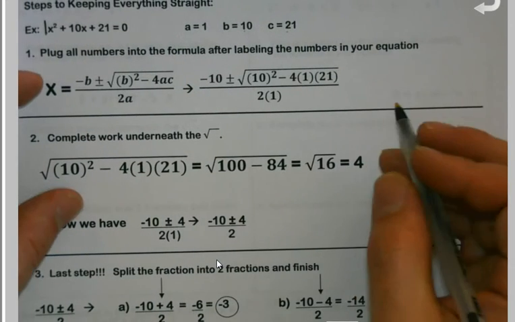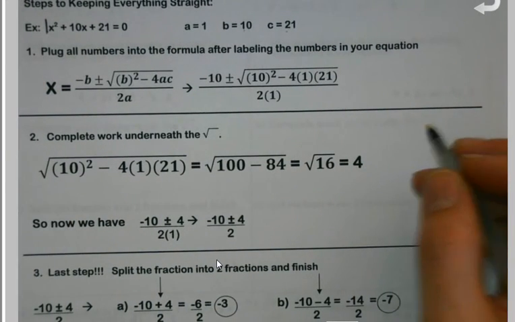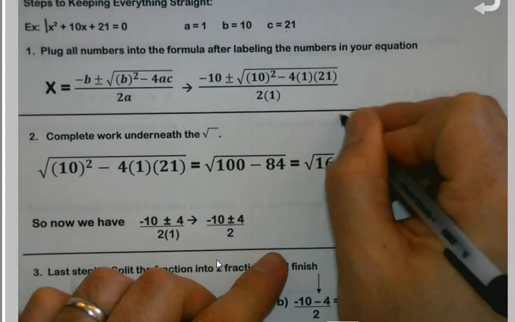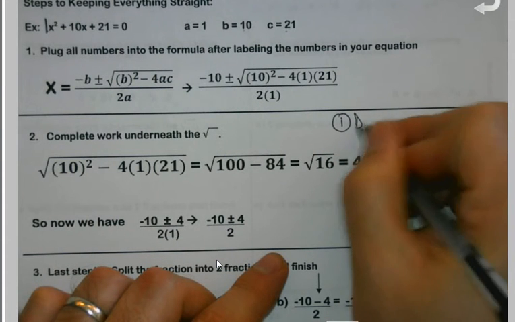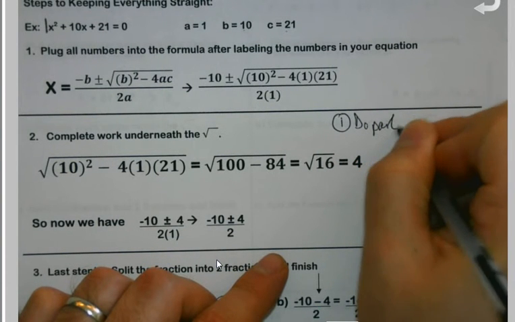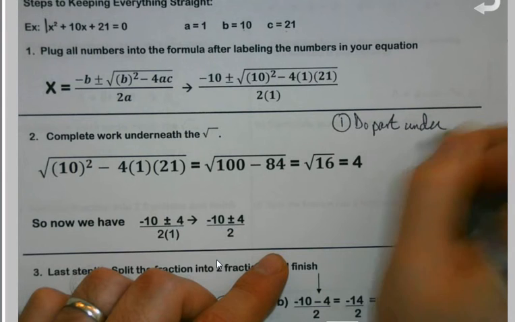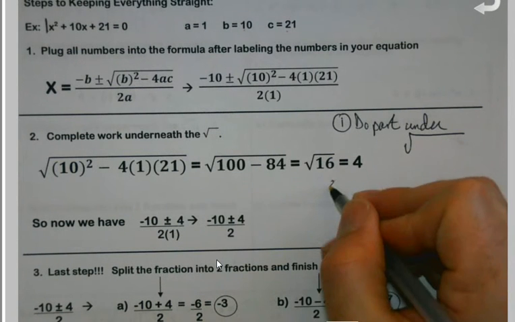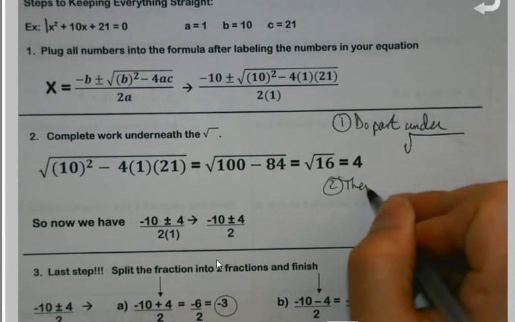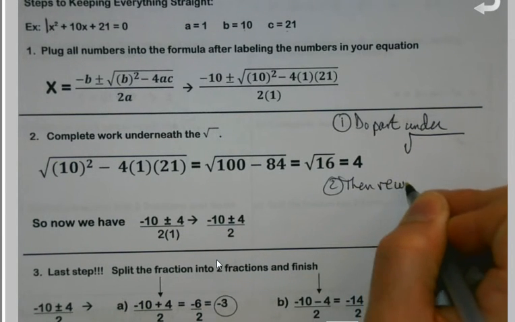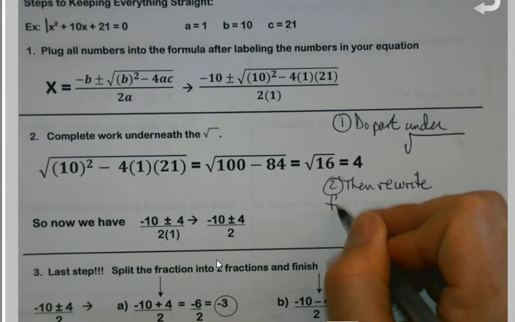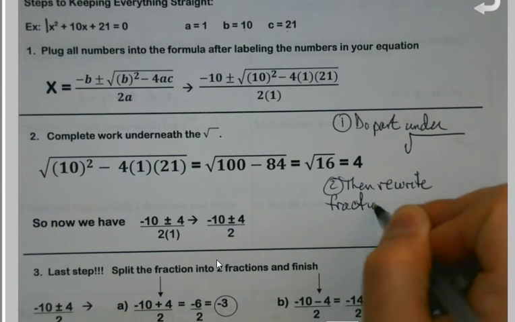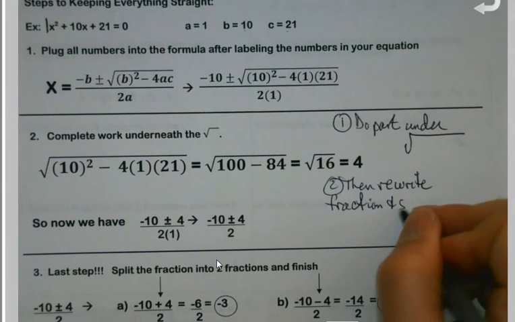I'm just going to write this over to the side here too. We're going to do the part under the square root. We're going to do the b squared minus 4ac under the square root first. Then we're going to rewrite the fraction and solve it. And I'll show you how we're going to do that right now.